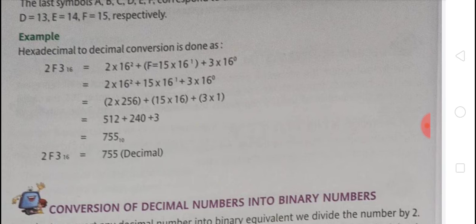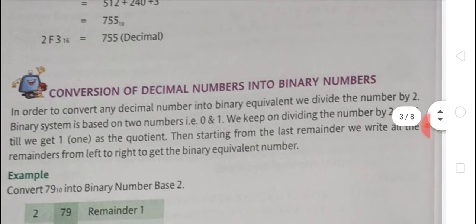0, 1, 2. So 2 into 16 power 2, then 15 into 16 power 1, then 3 into 16 power 0. Like this way it is going on. Now 16 squared is 256, then 16 power 1 is 16, then 16 power 0 is 1. Then 2 into 256 is 512, 15 into 16 is 240, then 3 into 1 is 3, then 755. So we can write 755 decimal number as 2F3 base 16.